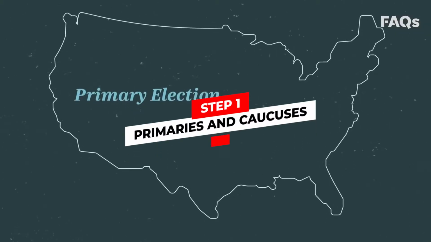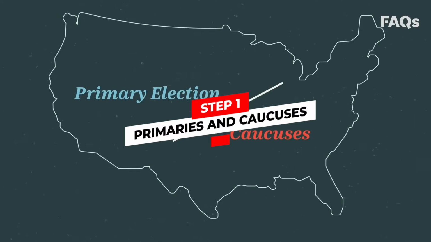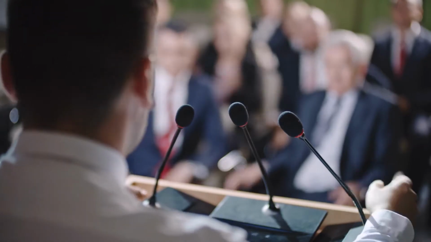Step 1. Primaries and caucuses. Party-level elections in states. The first step for the White House political parties is to appoint a candidate for the office of president. In order to select the candidate, the parties first hold primaries and caucuses in various states to select delegates that will then go on to endorse the presidential nominee.